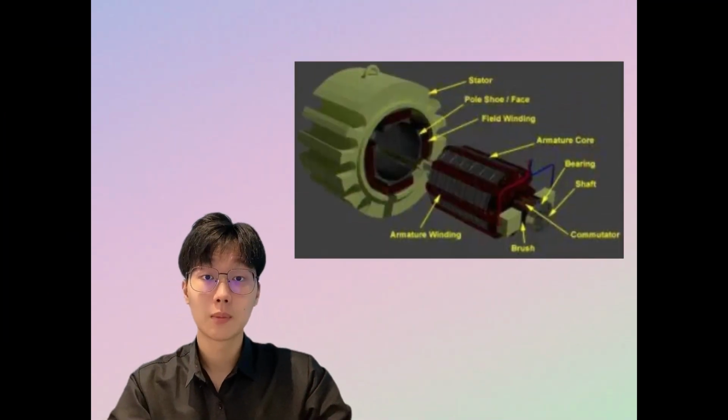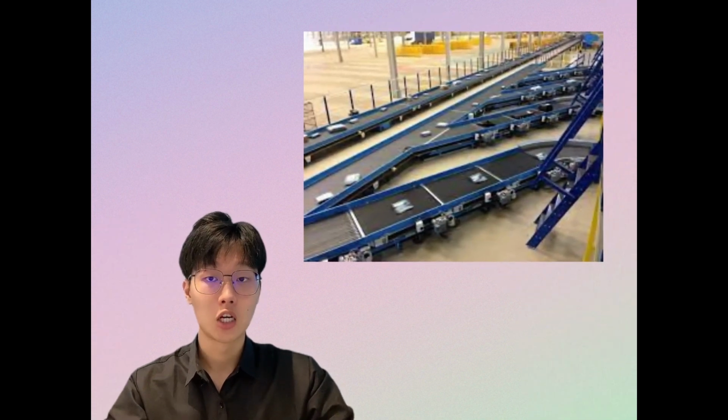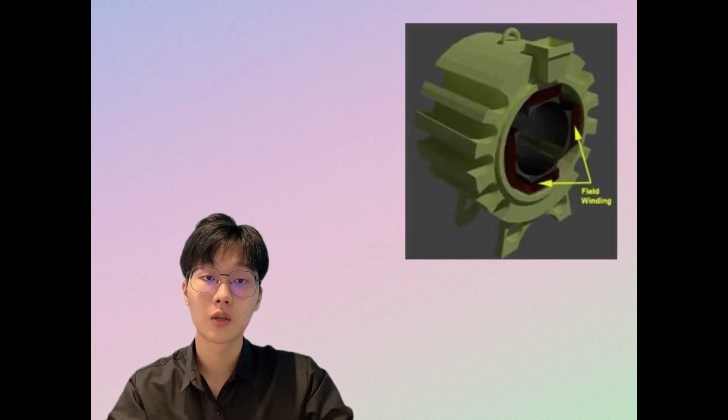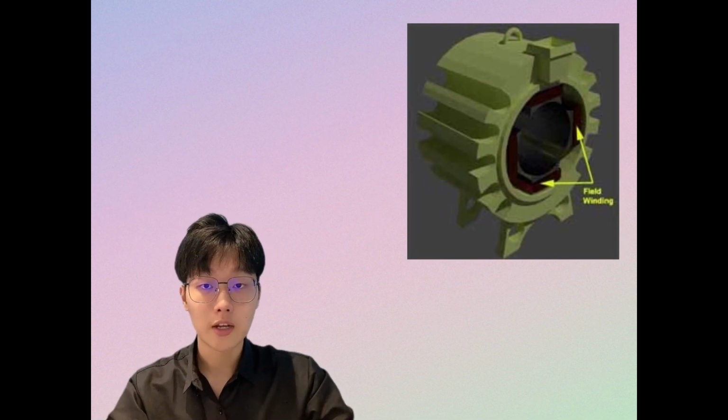An application of shunt DC motors is in industrial settings where precise speed control is required. For example, in a machine tool or conveyor belt system, a shunt DC motor can be used to control the speed of the equipment with high accuracy. This is achieved by adjusting the current flowing through the field winding, which in turn changes the magnetic field and the speed of the motor.